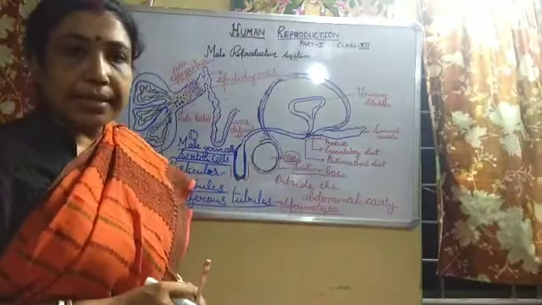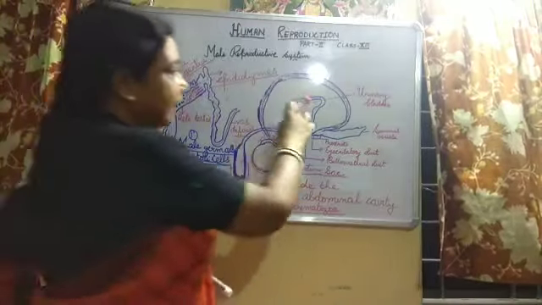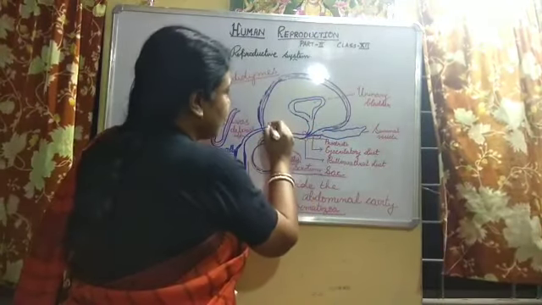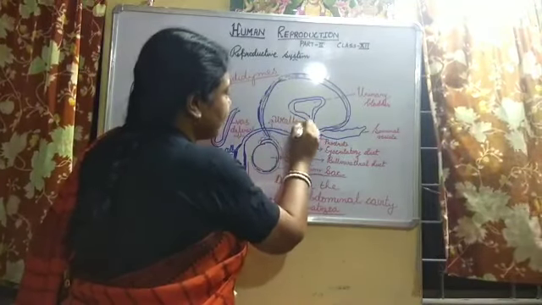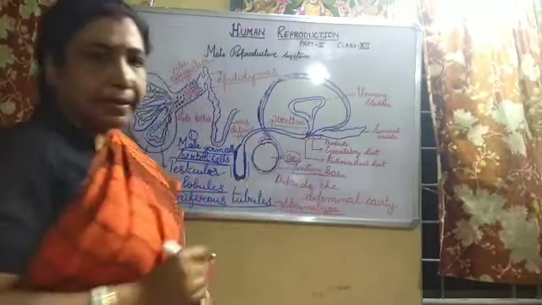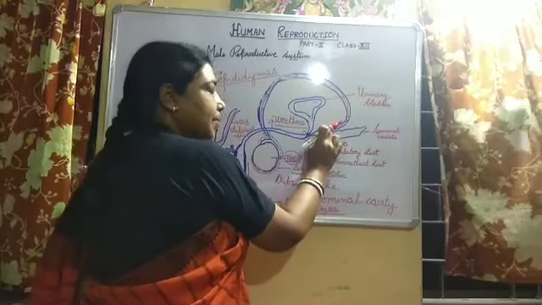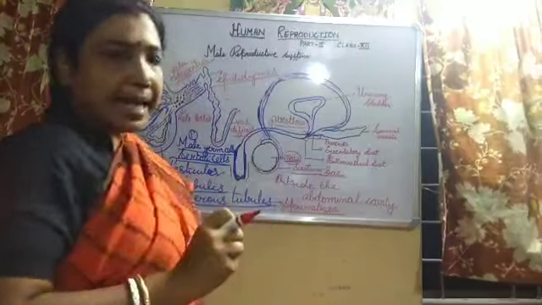What it is known as? Urinary bladder, where the urine is stored. And this urinary bladder is making its way out through a tube-like structure which is known as urethra. What it is known as? Urethra. This is the vas deferens carrying the sperm, so making a loop over the urinary bladder.